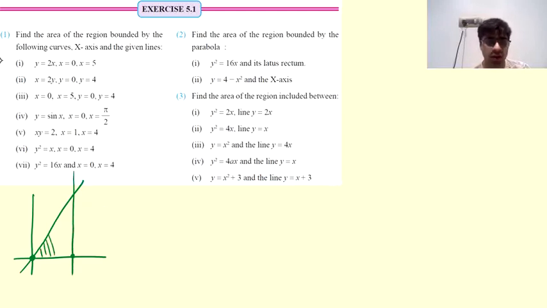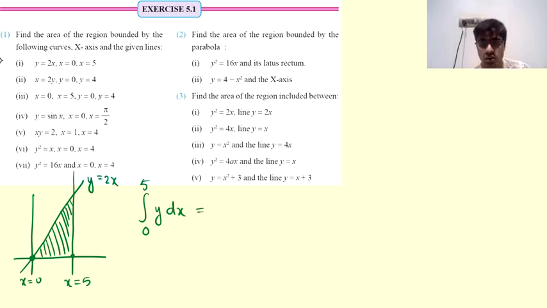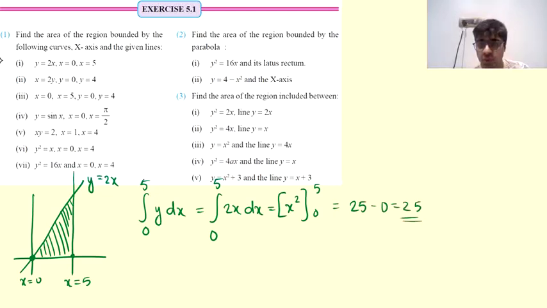So the area under the curve is going to be this. This is the curve y equal to 2x. The y-axis would mean the line x equal to 0, and this line would be x equal to 5, and the required area we can get by integrating from 0 to 5, y dx. So that will be integration from 0 to 5. Y for this function is 2x. Integration of 2x will be x square by 2 multiplied by 2, so simply x square going from 0 to 5, and this will be 25 minus 0, which is equal to 25.